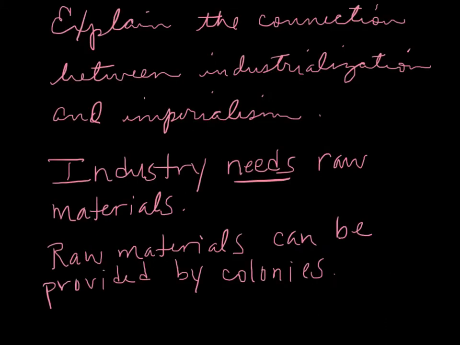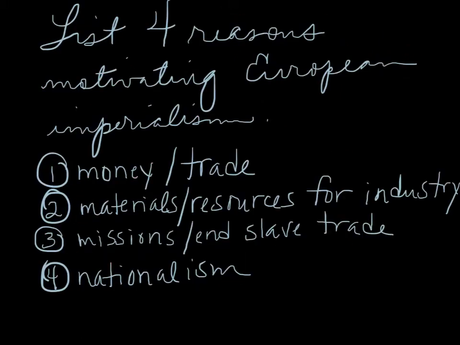All right. One of the things I'm going to ask you about is explain the connection between industrialization and imperialism. Industry needs raw materials. If you are successful with industry, you're making stuff. But to make stuff, you need stuff, all right? So raw materials can be provided by colonies. It was one of the very basic underlying reasons of why countries wanted to go and colonize other lands, to get stuff, resources.